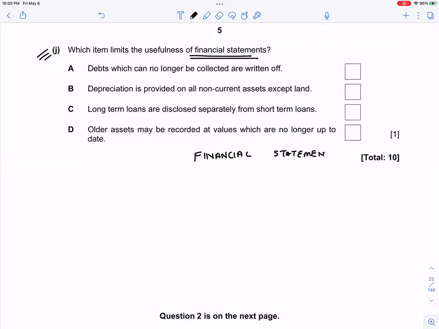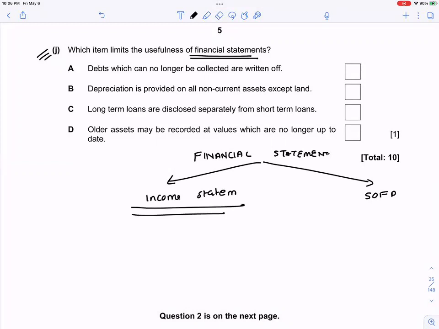Statement of financial position and income statement. One is income statement and one is what? Balance sheet. Statement of financial position. Why do we prepare income statement? To see the profit or loss for the year. Why do we prepare statement of financial position? To know the position of your business, the assets and liabilities.